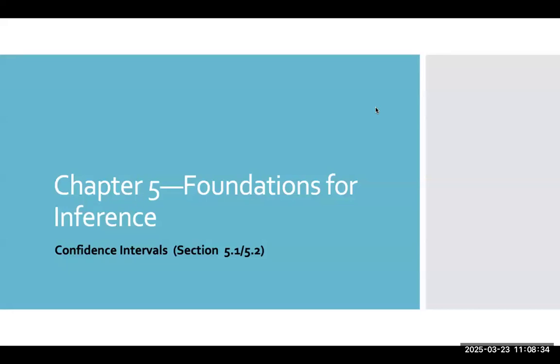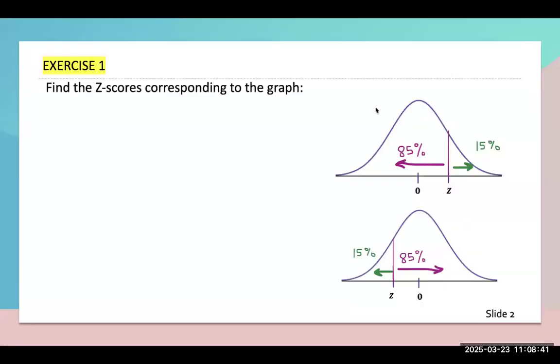In this video, we're going to discuss confidence intervals. This is sections 5.1 and 5.2. Our first exercise is to find the z-scores corresponding to the graph on the top. Let's start with that one.